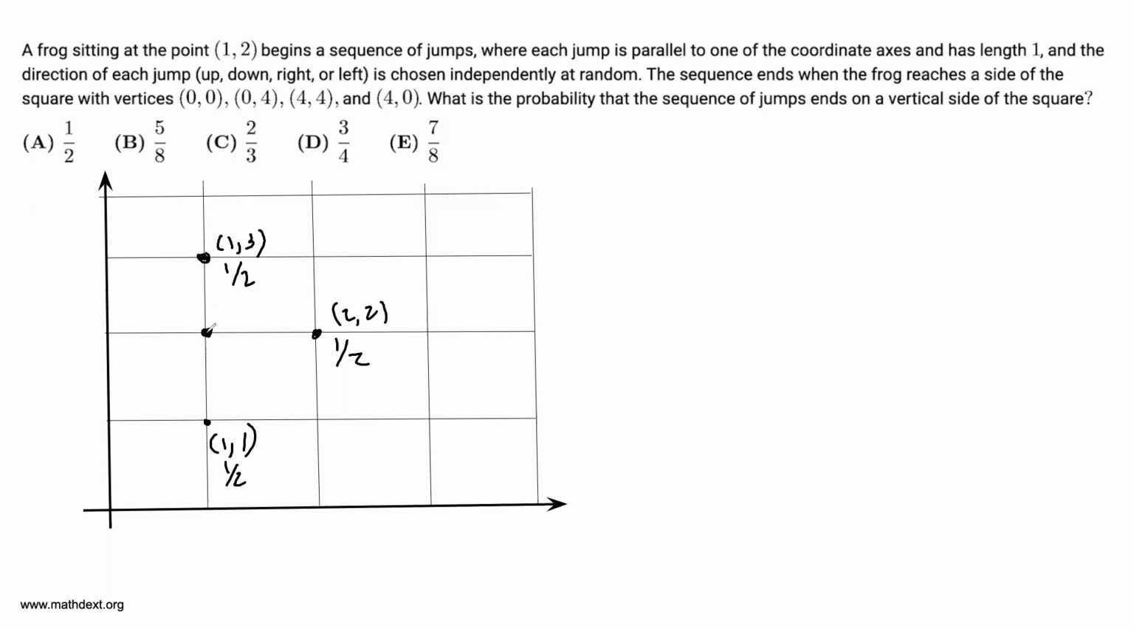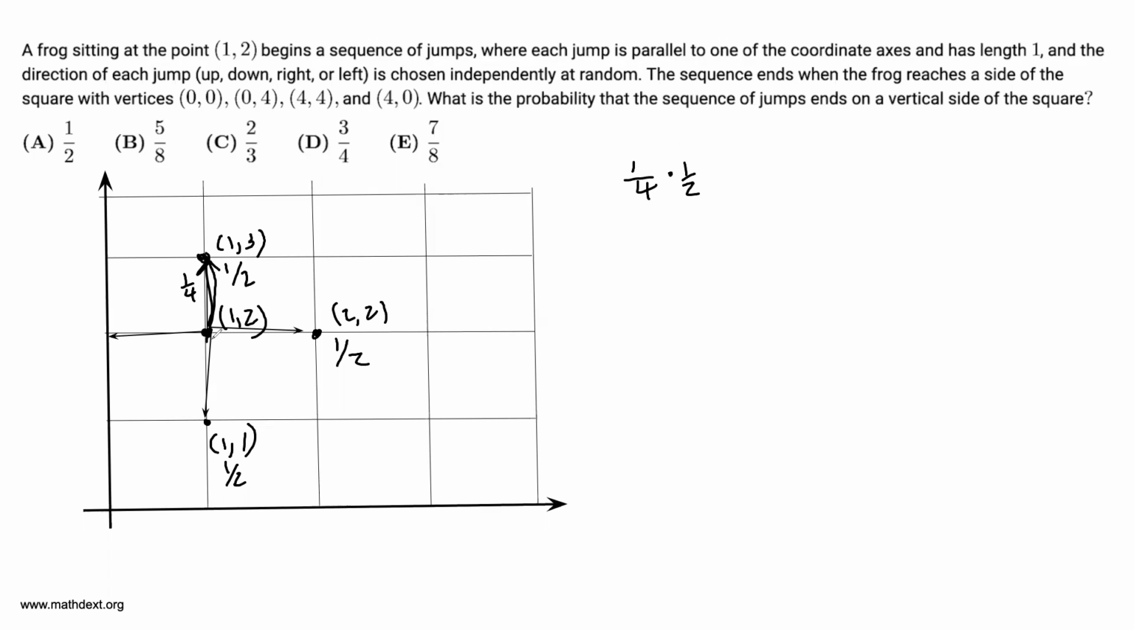Okay, with that being said, let's start the frog at the point (1, 2). The frog can go to any of the 4 adjacent points, that is this one, this one, this one, and this one. The probability that he reaches each of them is 1/4. Now what can we say? The probability that he goes to (1, 3) and then ends up on a vertical side is 1/4 that he gets there times 1/2 that he makes it to a vertical side after that.